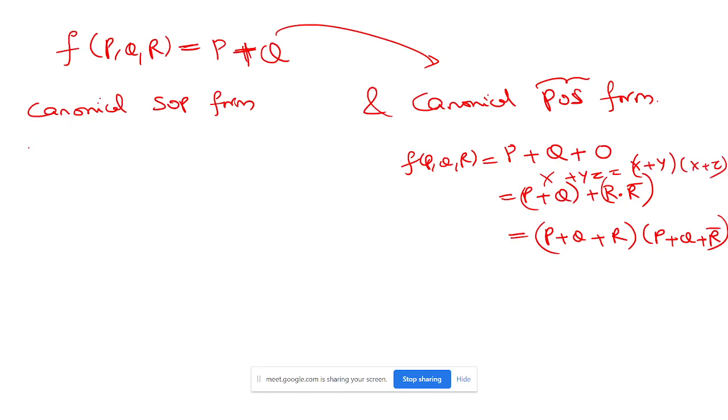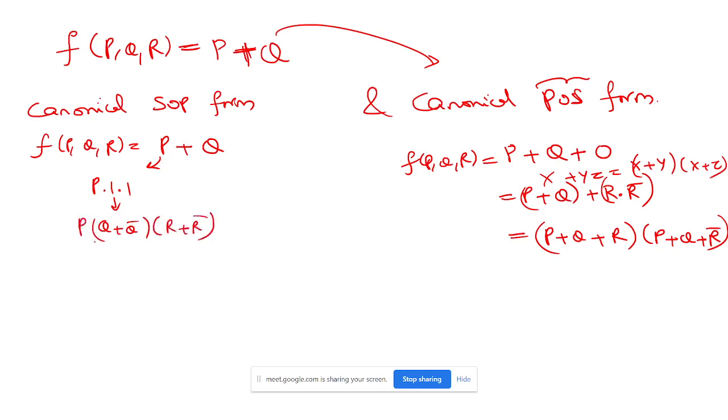What you can usually also do is, you can take the same thing, f of PQR equal to P plus Q. You can take this one, P, what is missing? Q is missing, R is missing. So you can write like this. This one can be written as Q plus Q bar. This one is written as R plus R bar. Then P. Then you multiply all the donkey work. Same thing you should do here also, right?